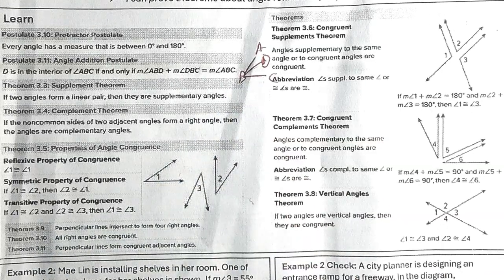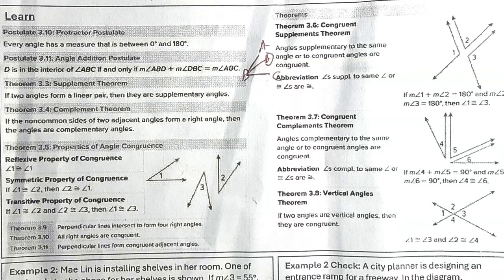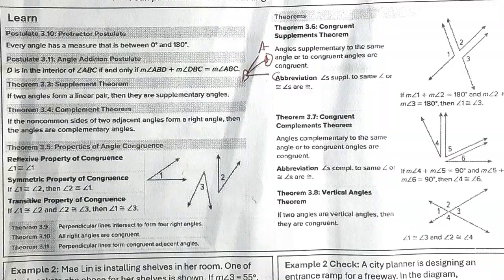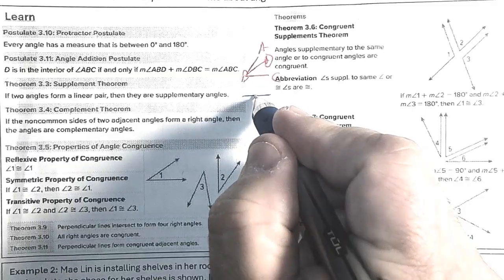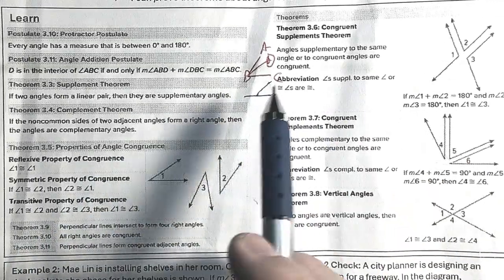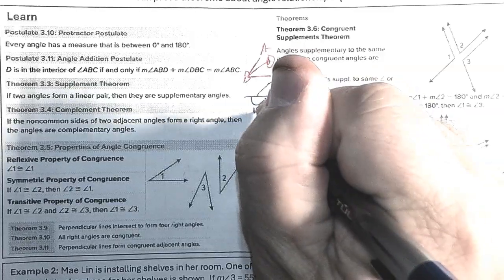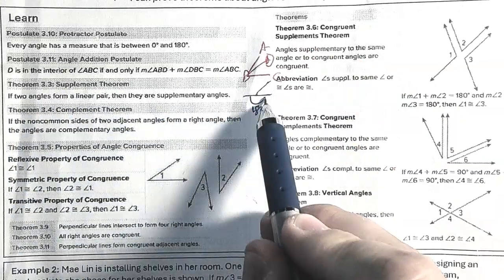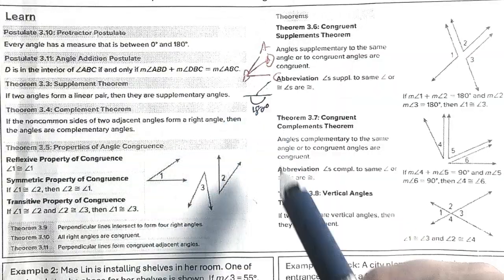All right, theorem 3.3, the supplement theorem. If two angles form a linear pair, then they are supplementary angles. A linear pair is a pair of angles created off of a straight line. This is a straight line, which is half a circle, 180. So this plus this equals 180. They're a linear pair and they are supplementary.